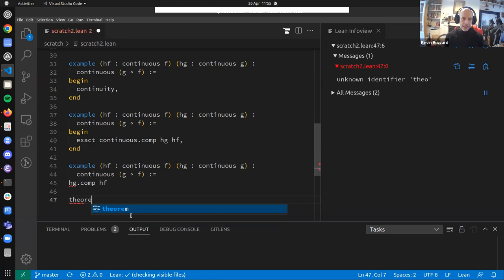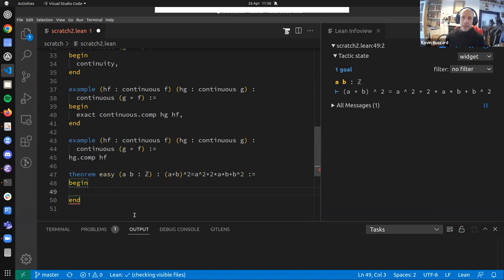Here's an easy theorem. I claim that if a and b are integers, then (a + b) squared is a squared plus 2ab plus b squared, right? So let's see if we can try and prove this easy theorem. And now, of course, the human says, oh, just multiply everything out and tidy up and we're done, right? And unsurprisingly, we have a tactic for that. It's called ring. So let's use the ring tactic.